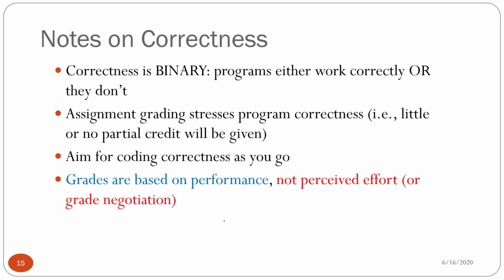Now, similarly, the assignments that you will be getting, there also your assignment would be graded on correctness. So make sure that you are writing a correct program. The program should give the output that we are expecting. Sometimes we might give you partial credit, but don't rely on partial credit. I'll say be ambitious and try to write the correct program. Okay, so aim for coding correctness as you go.